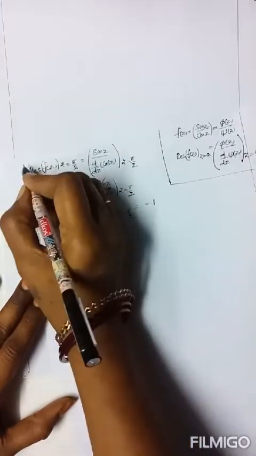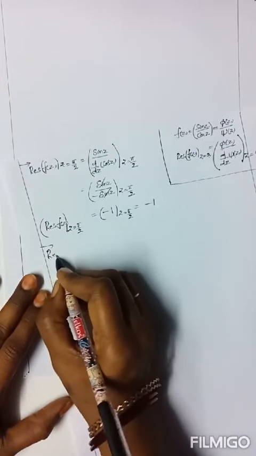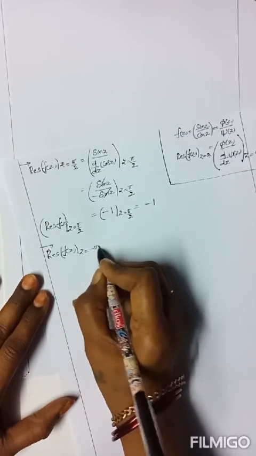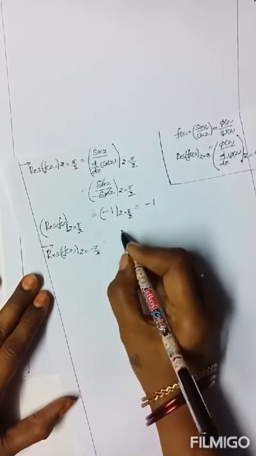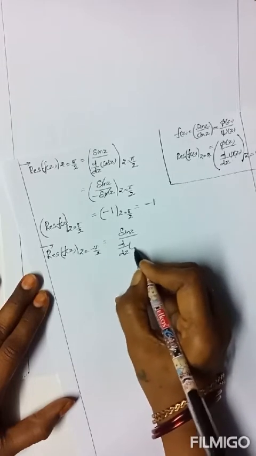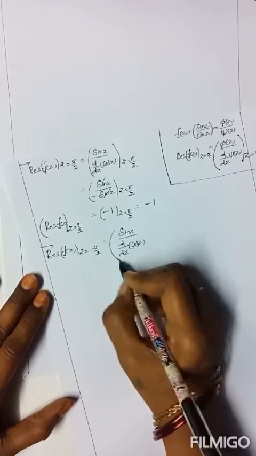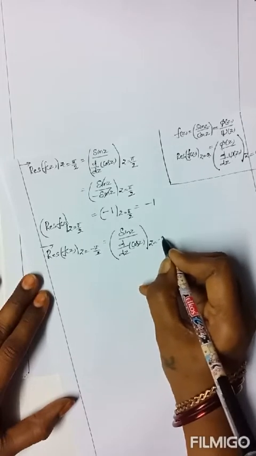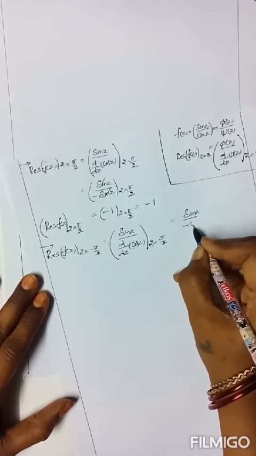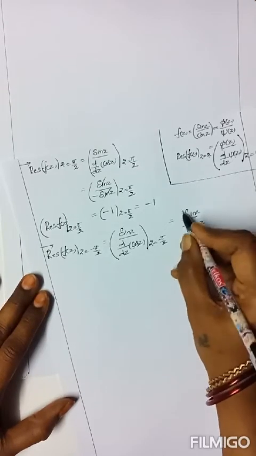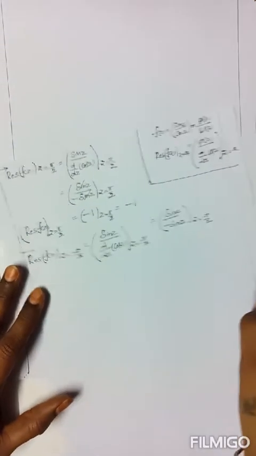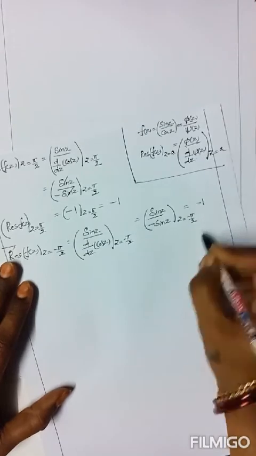Similarly, this was the first point; now the residue of f of z at the second point. Here also the function is in u by v form, sin z by d by dz of cos z at z equal to minus pi by 2. Here also sin z over minus sin z, since differentiation of cos is minus sin, at z equal to minus pi by 2. Here also the value is minus 1.